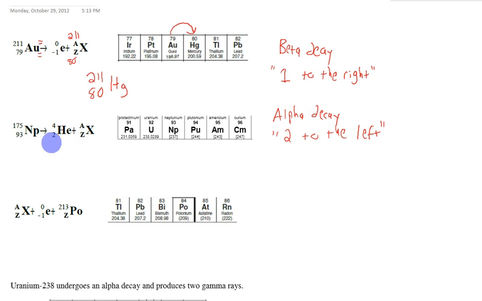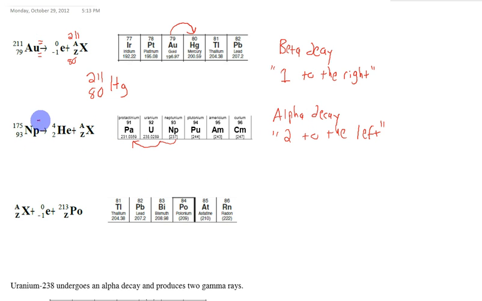The second problem is an alpha decay. We see that we have neptunium-175. It's going to emit an alpha particle and become a new element. Well, alpha decay tells us it's going to be 2 to the left, so we started with neptunium, so it's going to be 1, 2. I know that's where we're going to end.